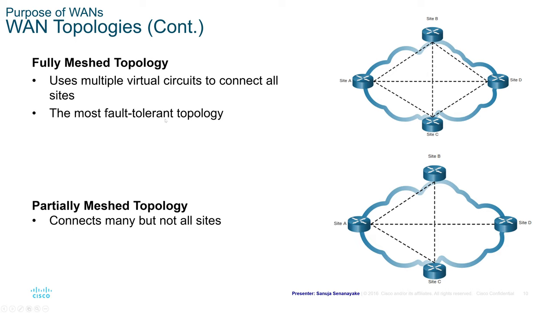So why would you want to implement a partially meshed topology over a fully meshed topology? Again, it comes down to cost and complexity of your network. You may be able to save some funds by creating a partially meshed topology with redundancy and fault tolerance built into a part of your network, but not your entire network, which would be possible with the fully meshed topology. Fully meshed topology will cost you more money to connect all of those routers together, right? So that's why you may want to consider partially meshed topology over fully meshed topology.